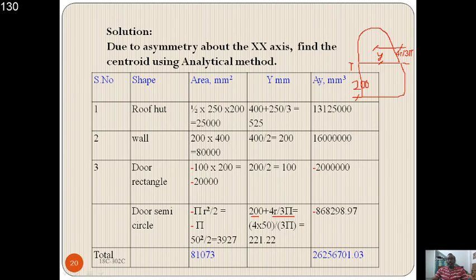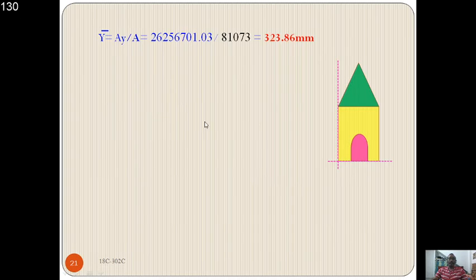After substituting all the values, you obtain the summation of Ay, then deduct the hollow areas of the door portion. Then the Y bar comes out to be 323.86. So generally it would be above the door area. So here it would be 323 point. 323.86 is the Y bar.